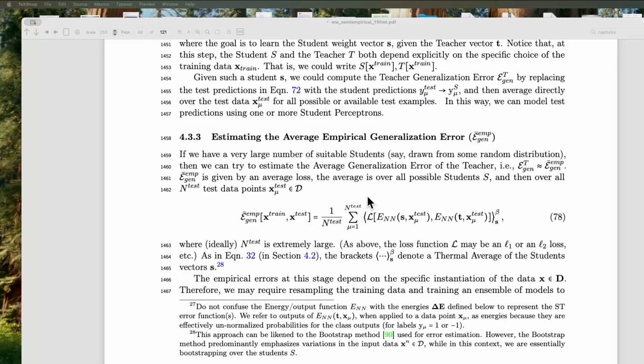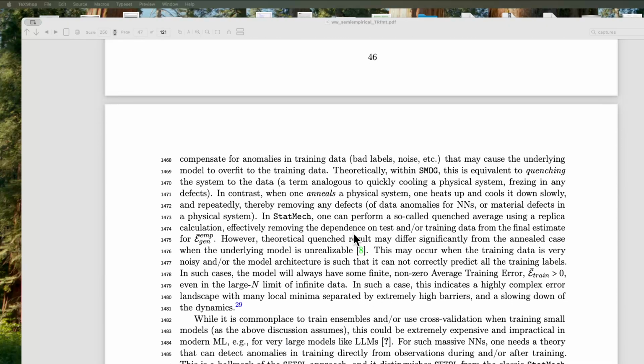why you take this thermal average, and we described this last time, is that if you were to average over all possible students, you want to weight the student. You have some notion of how close the student is to the teacher, so that you're not just averaging over all of them. Maybe when you trained the student to reproduce the teacher, you didn't train it for enough epochs, or something went wrong in the training, and the student's very different from the teacher, and that shouldn't count as much when you do this average. That's the idea of statistical mechanics: you weight how much the student depends on the teacher.